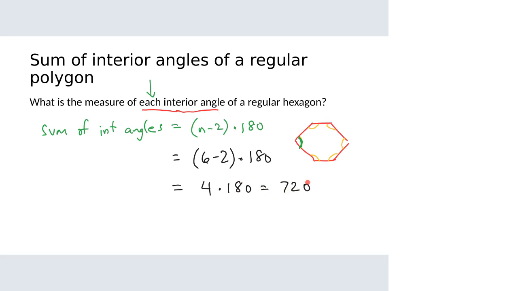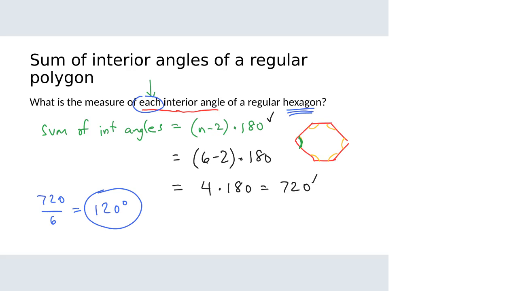Kind of feels like I ought to be done. I had a formula, I used it, 720. But 720 is the sum of all of those interior angles. Then I have to realize, okay, well, here I'm working with a hexagon. So that means 6 sides and 6 angles. So if I want to know the measure of each one, I need to take that 720 and divide it by 6, and find out that each angle has a measure of 120 degrees.